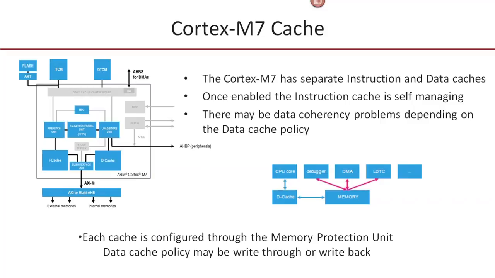These are configured through the memory protection unit, so we can say what regions of memory are covered by the caches, and we can also set up their cache policies as well. So for example, the data cache can have write through or write back policy. So this may cause data coherency problems in a larger system where we have other bus masters, typically DMA units. So the data cache can shadow the underlying SRAM memory. So there's a coherency problem between the various DMA units and the CPU core.